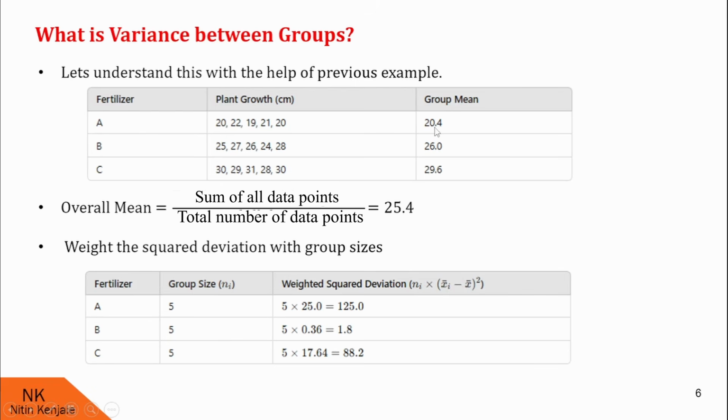So here xi bar is 20.4 minus overall mean 25.4. So 20.4 minus 25.4, which is minus 5, squared is 25. Next, group mean 26.0 minus overall mean 25.4, which is 0.6. 0.6 squared is 0.36. Similarly, you can see that 29.6 minus 25.4, the whole square, will be 17.64. So this is the weighted square deviation.